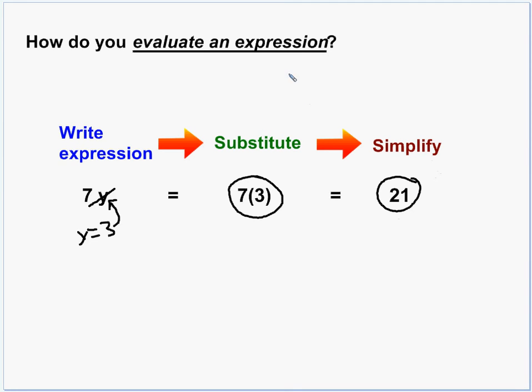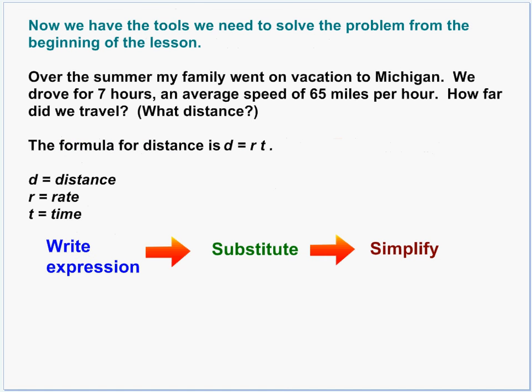Okay, well, I think we have enough tools now to go ahead and solve the problem of my distance of the vacation. Okay, so write the expression. The first thing we need to do is write the expression. So we have distance equals rate times time. Next we need to substitute.